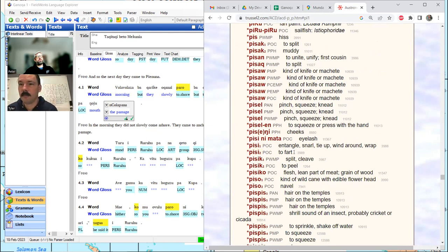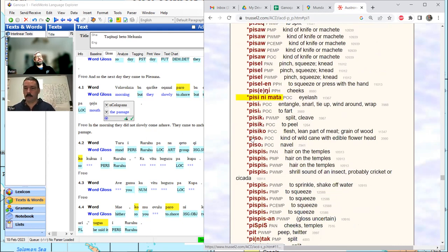It's retained in Roviana. Our English word goes back to Indo-European. It's weird the ones that they keep, because the word for defecate and things like that are very, very stable and last a long time.